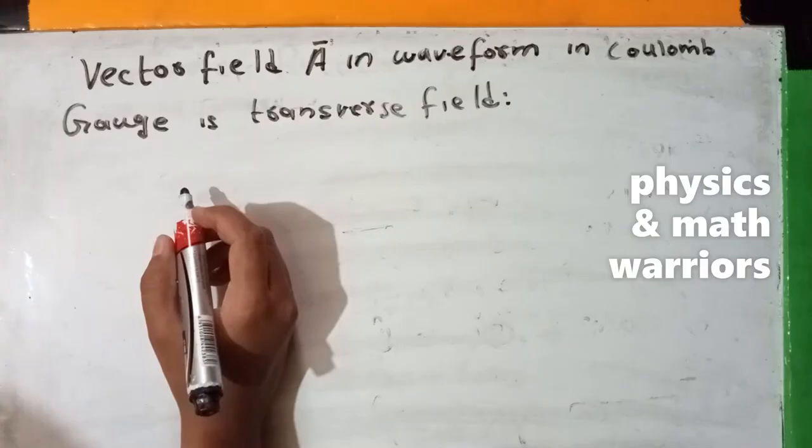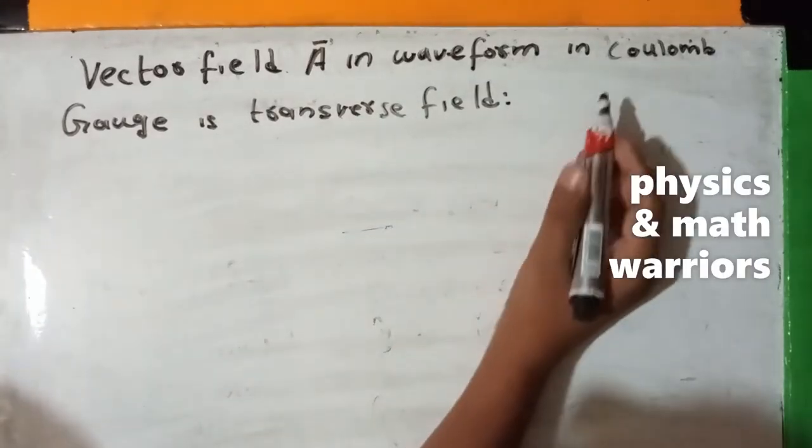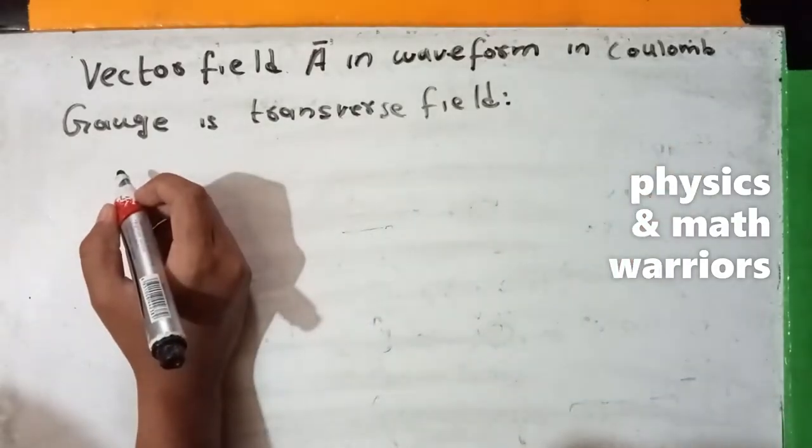Welcome to this channel. In this video, we will prove that vector field A in the waveform in Coulomb gauge is the transverse field.